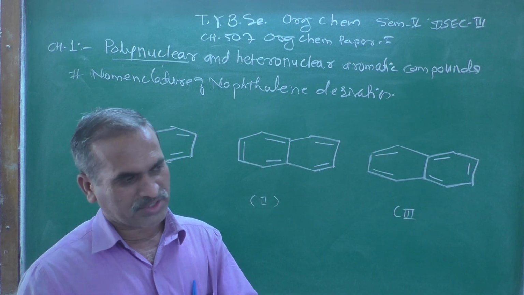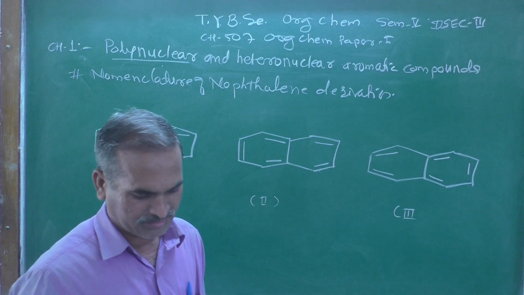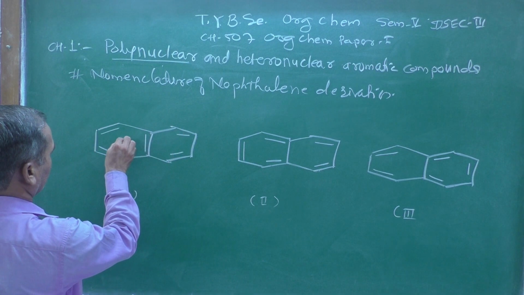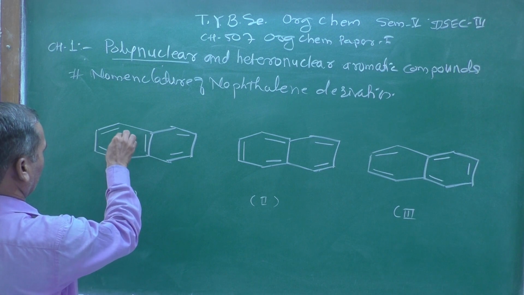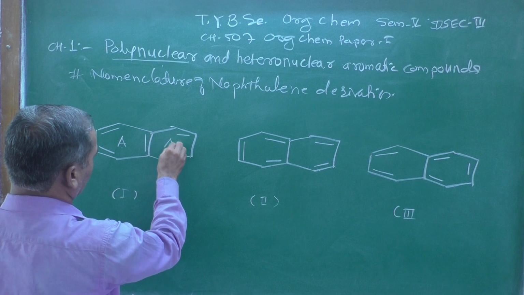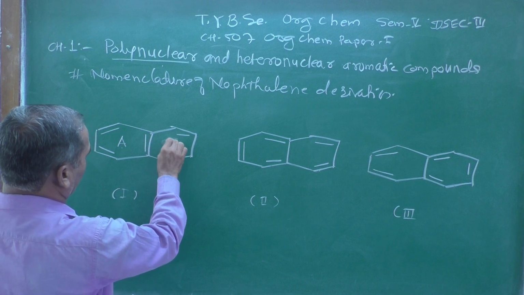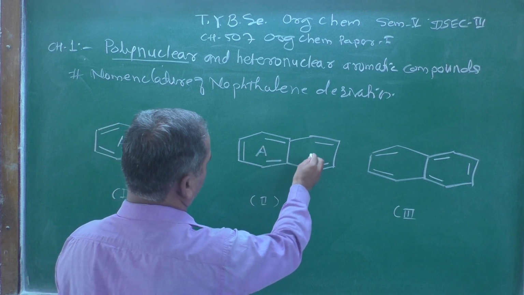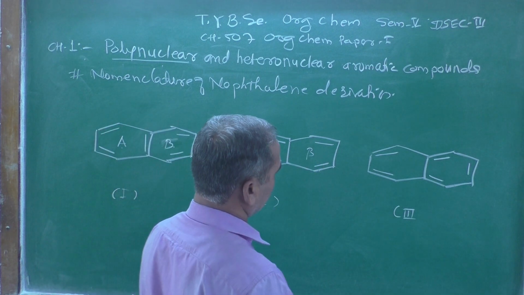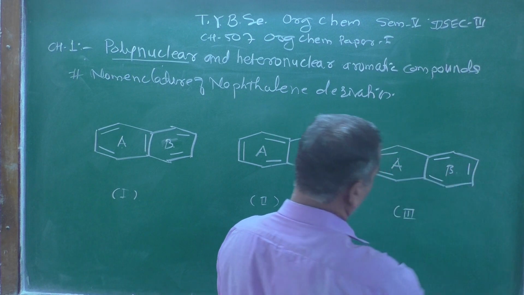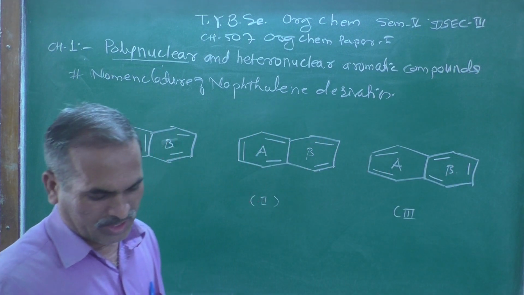Can you observe some differences in those rings? I will label these rings. This is the A ring. This would be the B ring. This would be the A ring. This would be the B ring. This would be the A ring. This would be the B ring. Observe these rings.